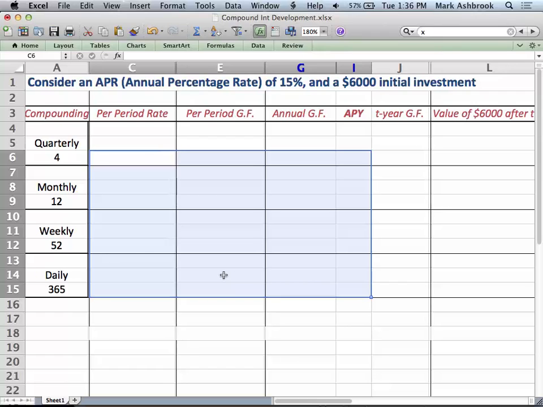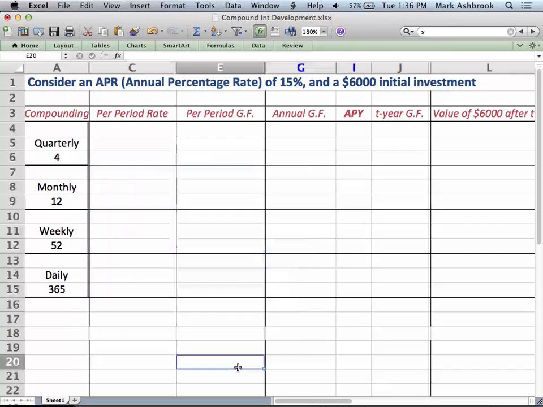We were talking about APR and APY, so let's put this to work here. Here's the situation. Consider an APR, annual percentage rate, of 15% and a $6,000 initial investment. So that means that every year your money will have a percent increase of 15%, right?